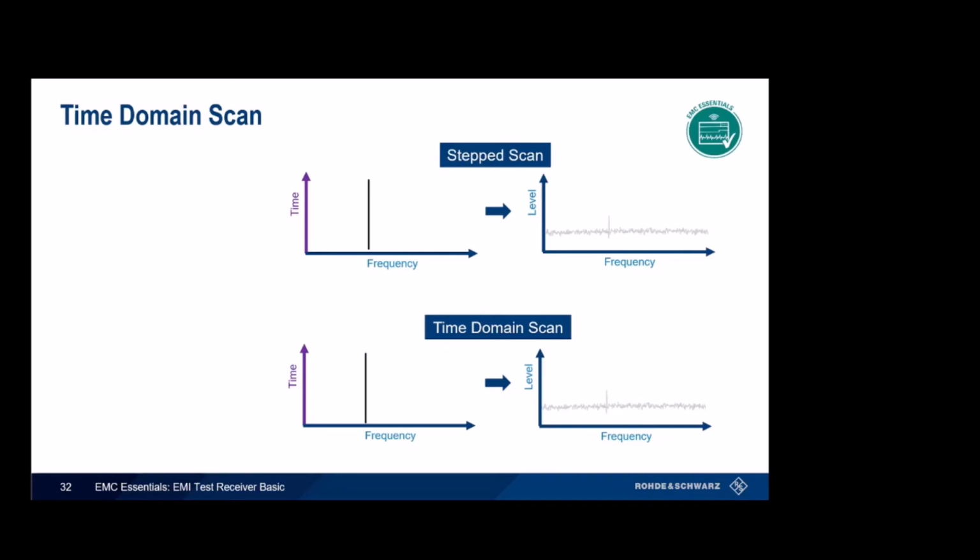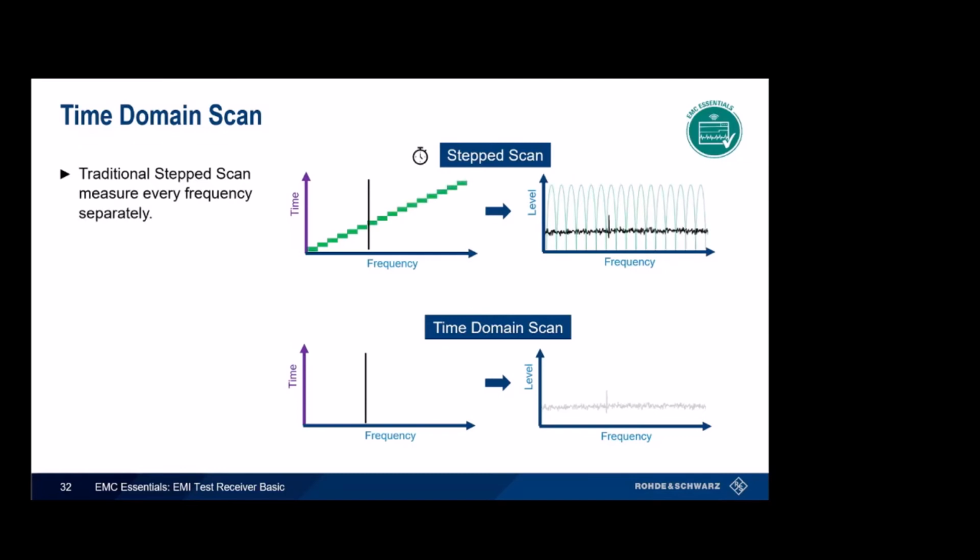Notice that the left plots use time versus frequency. Now remember, a traditional step scan measures every frequency separately. So as it scans through, notice that it stops and measures each one. On the right, you can see that we actually added filter overlays to indicate that each step is being measured separately. Now, a time domain scan can measure multiple frequencies at the same time for each step.